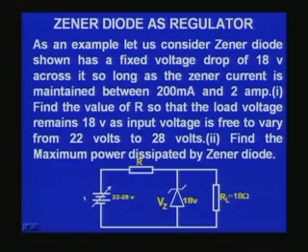So you have a power supply whose voltage can vary from 22 volts to 28 volts, and the Zener diode has a breakdown voltage of 18 volts, and your load is around 18 ohms, and the input voltage varies from 22 volts to 28 volts, as I already mentioned to you.